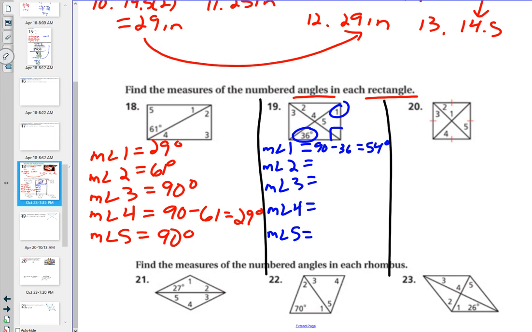Okay, so now that we know that 1 is 54, we know that 4 and 5 make a linear pair. Can we use exterior angle sum on any of these?